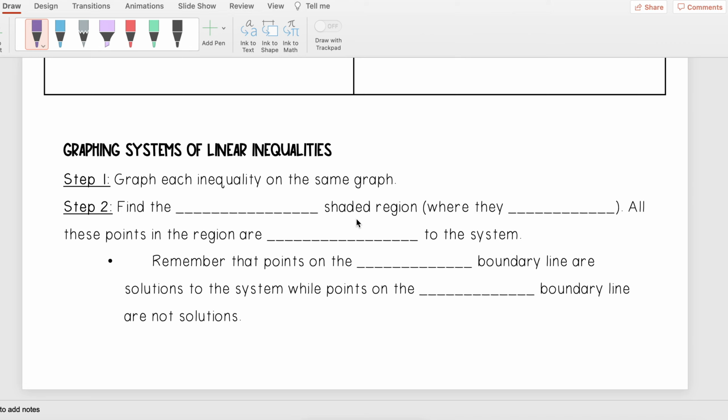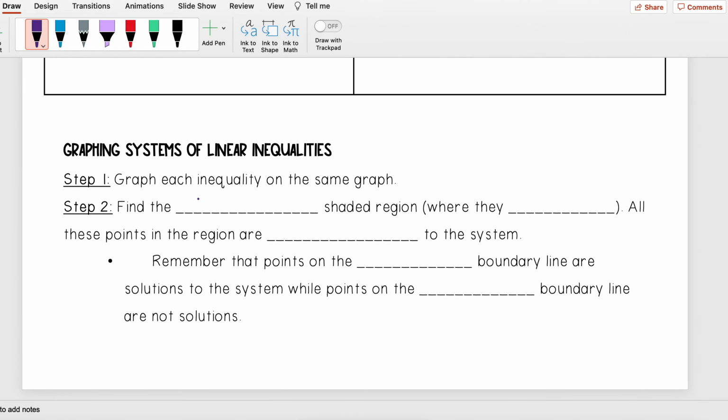In this video, we're going to be looking at graphing systems of linear inequalities. So this is going to be really similar to what we did in our last lesson when we were just graphing a single linear inequality. But now we're just going to have two of them. So our first step is going to be to graph each inequality on the same graph.